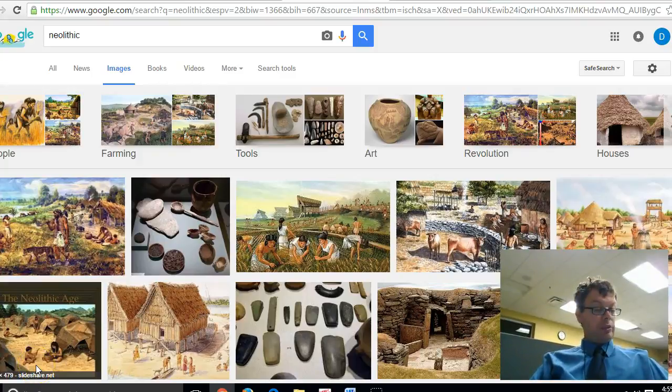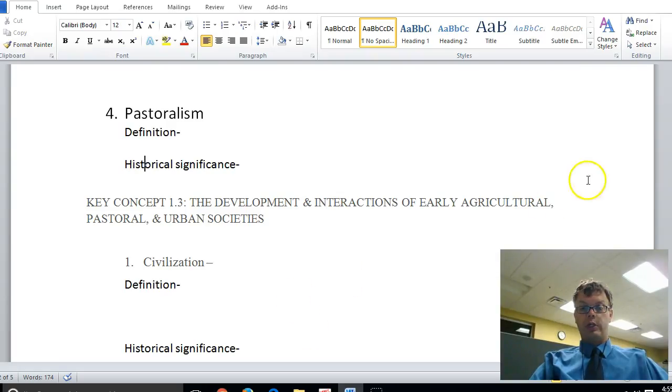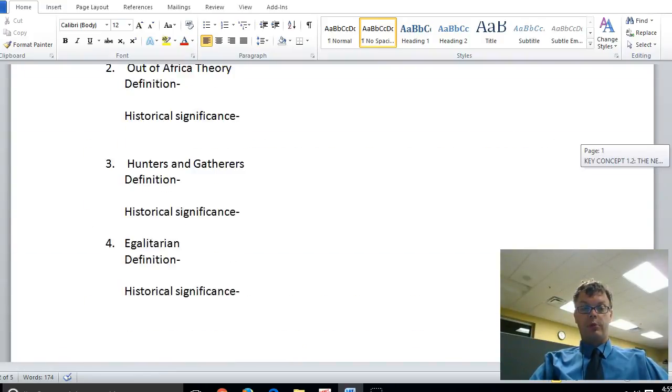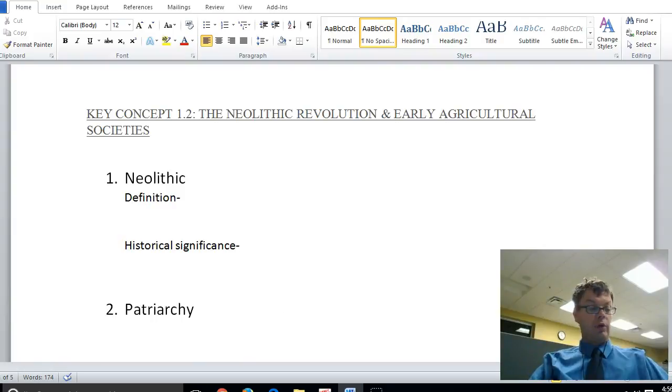Hello, let's talk about some vocab. So what we are working on right now is Key Concept 1.2. On Key Concept 1.2, that's right here, we are going to have our vocab test coming up pretty soon. The Neolithic Revolution and Early Agricultural Societies.